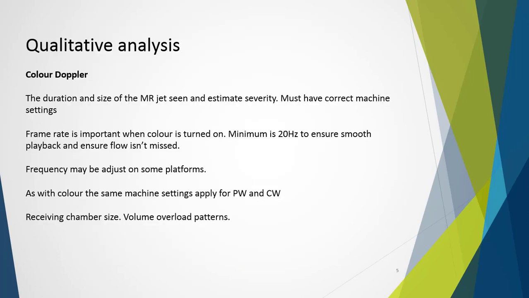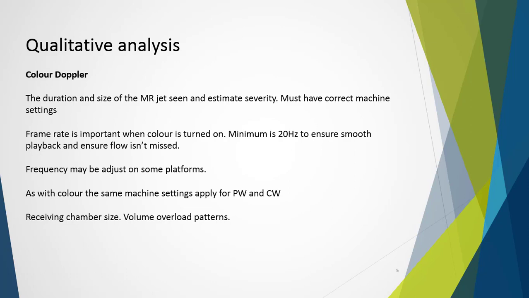So we can look at the various forms of qualitative analysis, such as with color Doppler. The duration and size of the MR jet seem to estimate severity. It is important to have the correct gain and correct scale settings on your system. And inappropriately high or low settings will make the jet difficult to assess, and in some instances, not seen at all.